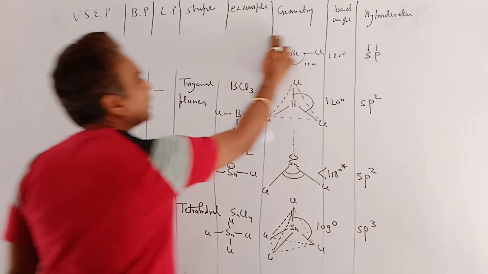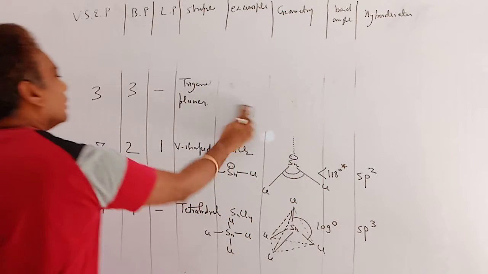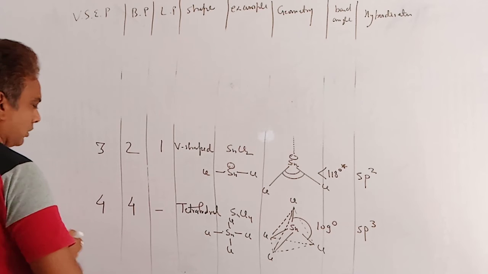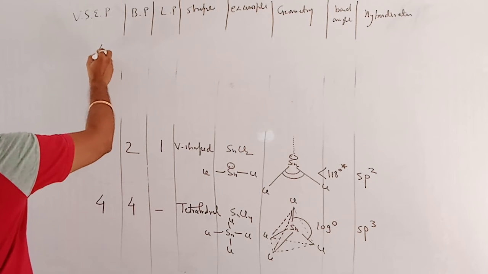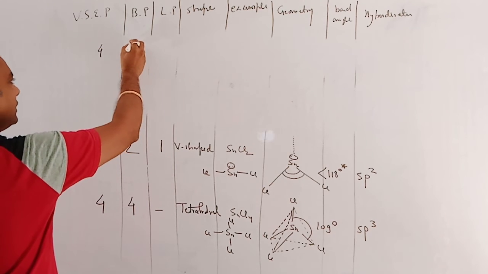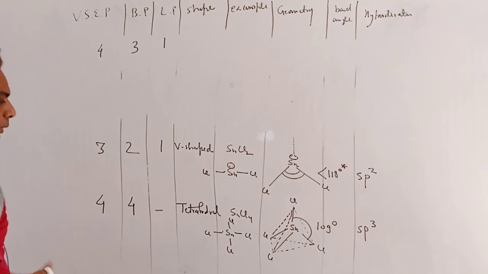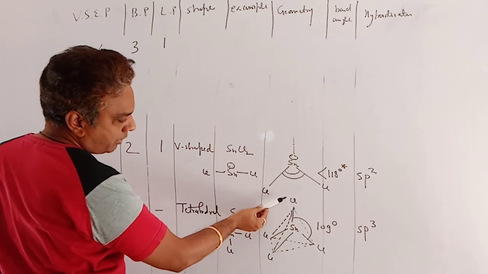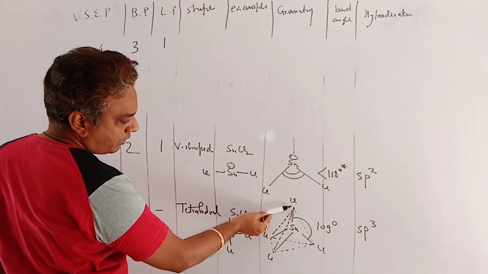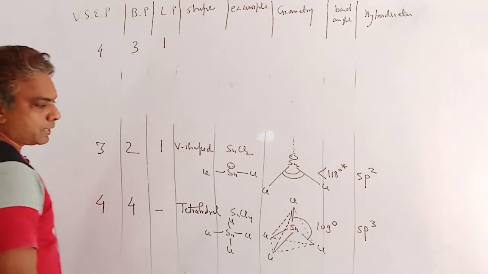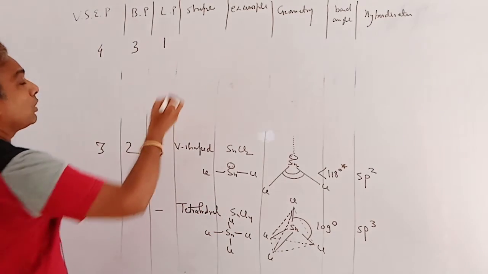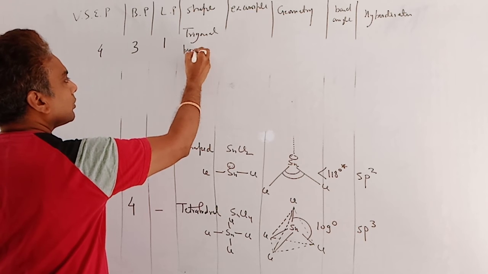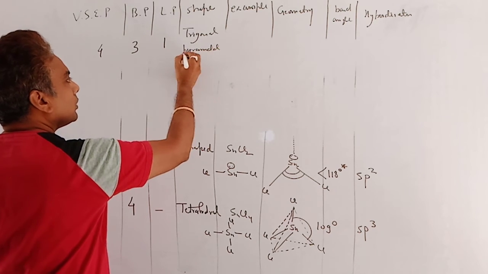In this case, we have 3 different possibilities. Suppose we have 4 VSEP in which 3 are bond pair, 1 is lone pair. If 1 lone pair is present in tetrahedral geometry, it will occupy the top of the triangular base pyramid, so geometry will be trigonal pyramidal.